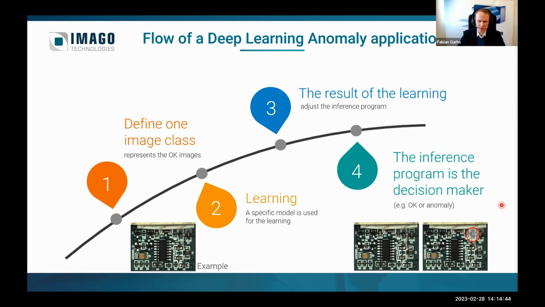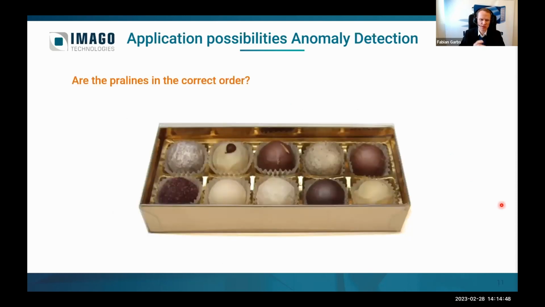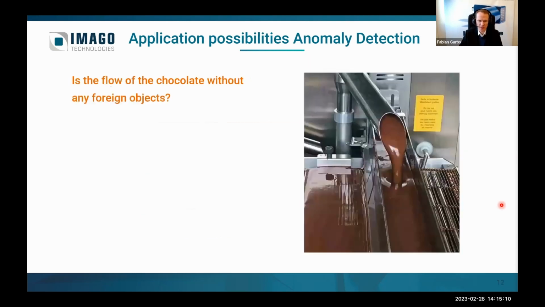So this is quite a typical and powerful application. In the next slides, I want to give you just some ideas of where you could use this at your place, or in what kind of situation you can use it. For example, you have some sweets or pralines, then you can check, are they in the right order? Are they placed correctly, did the pick robot do the right job, for example?